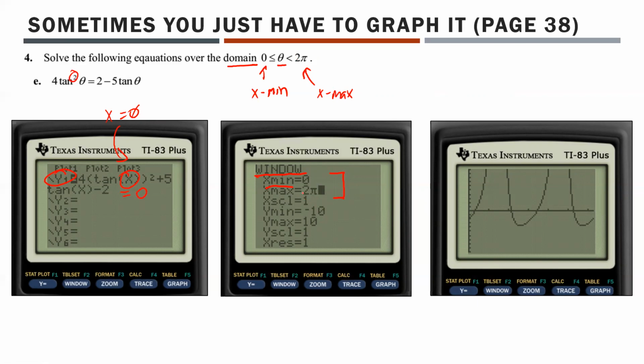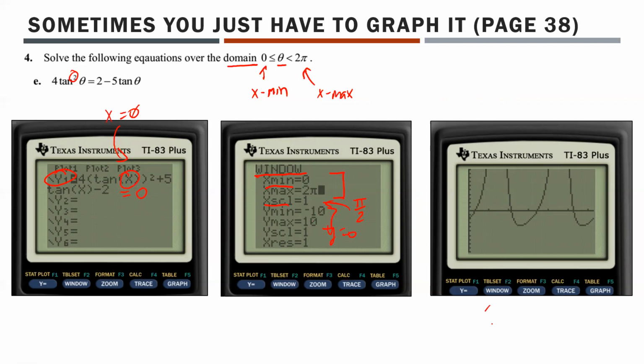As for your x scale, I guess technically I could have set my x scale to something like pi over 2, but we really don't care. Because again, we're just looking for our x-intercepts, so I just left it at 1, right? As for my y-min and my y-max, those don't really matter either. The only thing that matters is that you have to have y equals 0 somewhere in between these, right? And of course it is, between -10 and +10, it totally is.